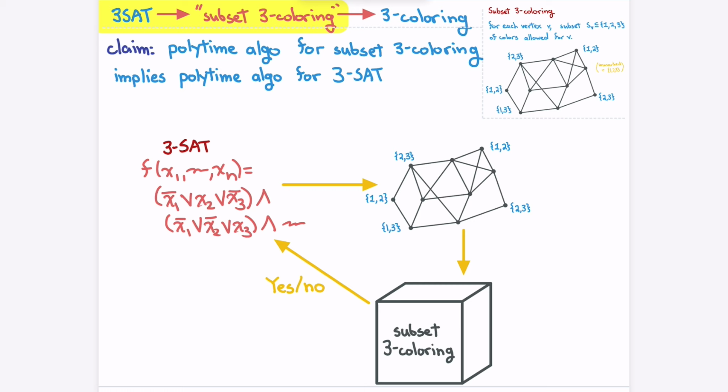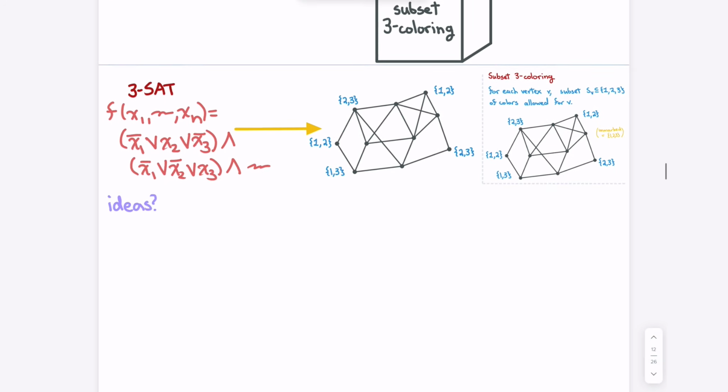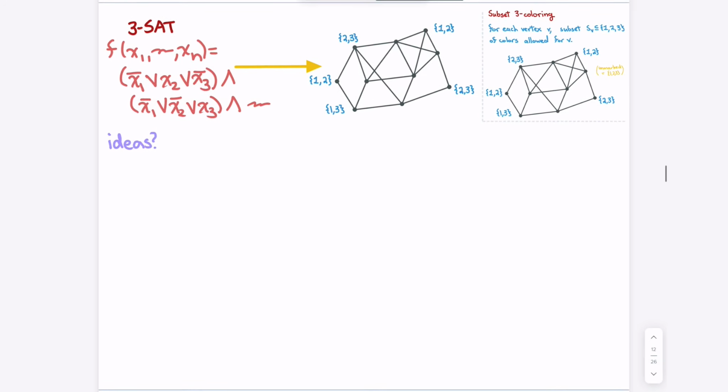All right, so good. Any ideas? High level ideas. How to start with a SAT formula, try to make our way over to a coloring problem or generalized coloring problem.